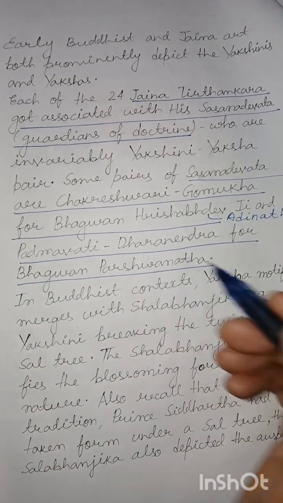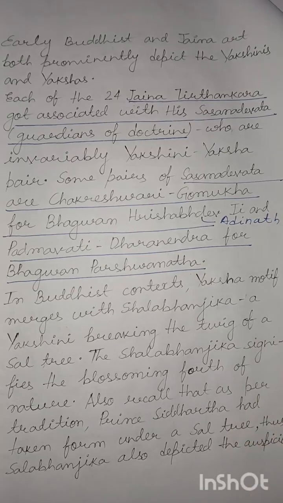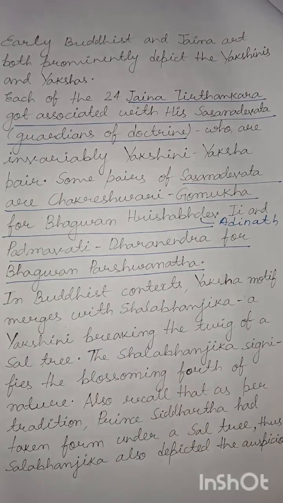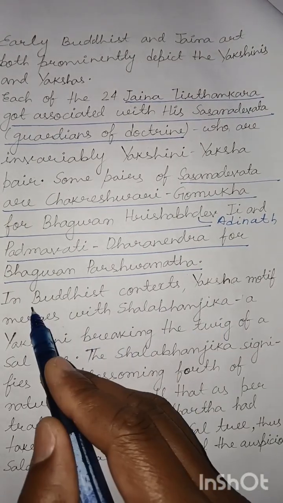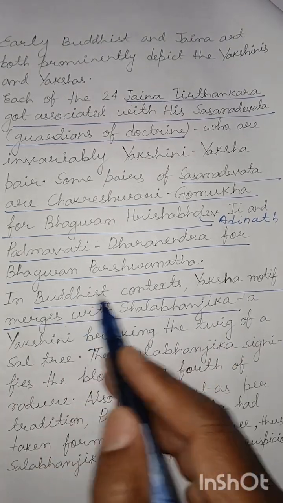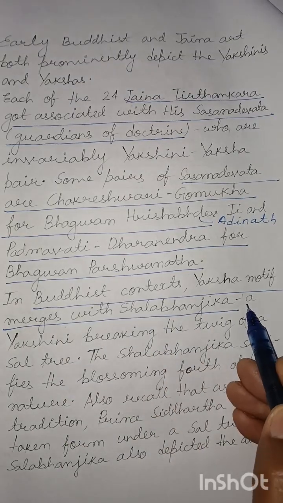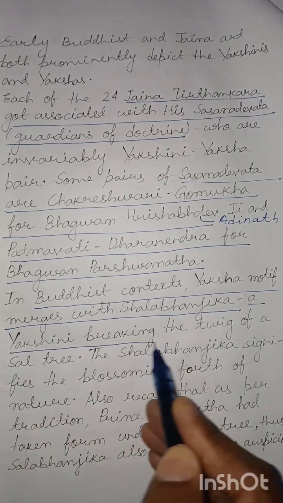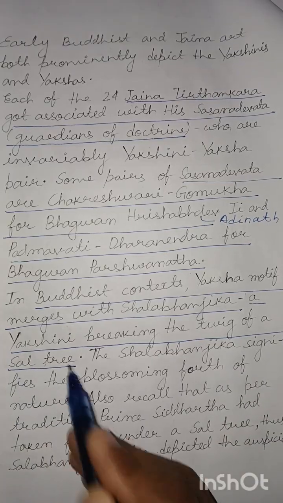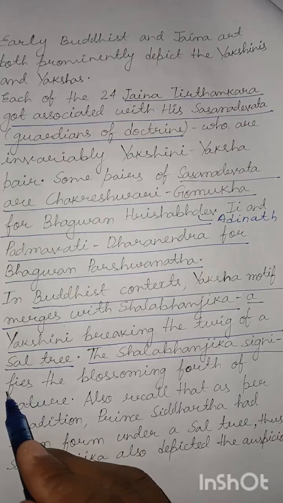So through these examples, we can see that the yakshas and yakshinis were depicted in Jain art, mythology, etc., apart from the Brahminical or Hindu mythology. In the Buddhist context, yaksha motif often merges with Shalabhanjika, who is a yakshini generally, who is a yakshini breaking the twig of a sal tree. The Shalabhanjika signifies the blossoming forth of nature.